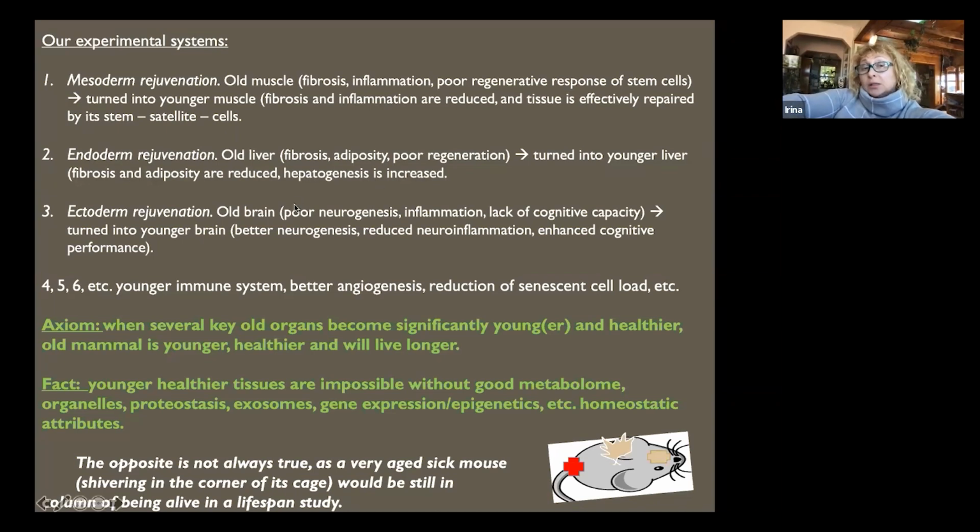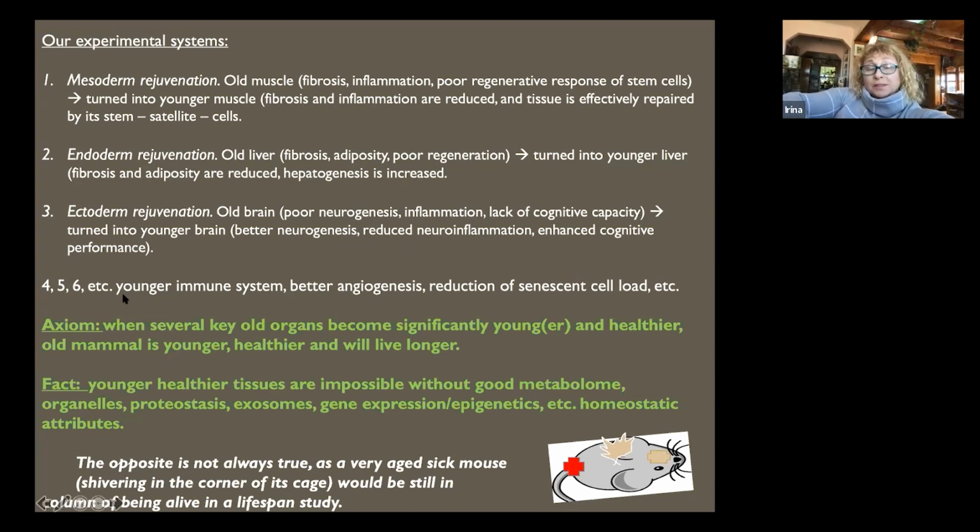Old brain is characterized by poor neurogenesis, or formation of new neurons, increased neuroinflammation, and that leads to lack of cognitive capacity and memory. And we show that our approaches now rejuvenate the old brain, making it significantly younger, such that neurogenesis is improved, neuroinflammation is diminished, and cognitive capacity is enhanced.